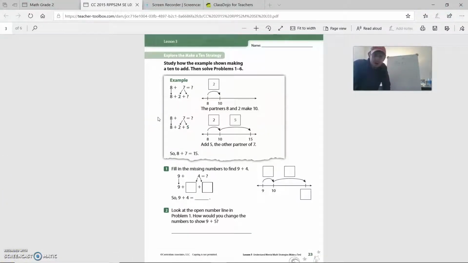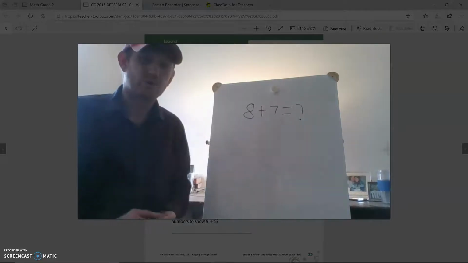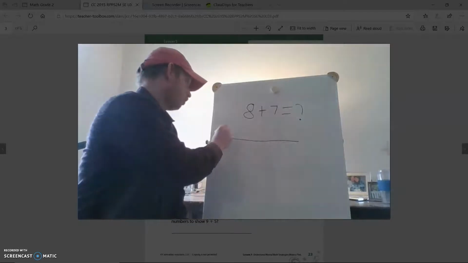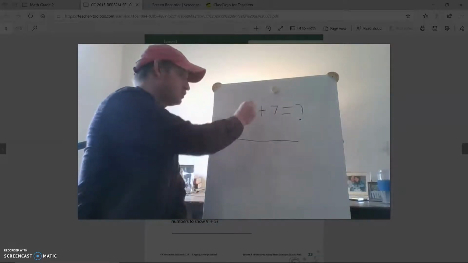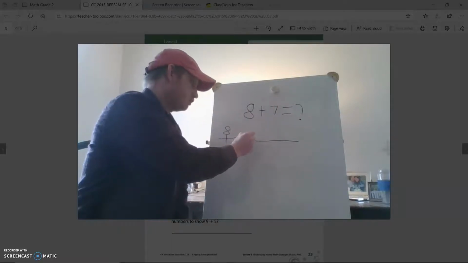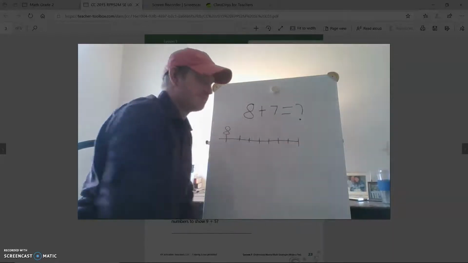Okay, by now you should be on page 23, and we're going to look at the example problem first. 8 plus 7. We're going to use a number line and the Make 10 strategy to solve this problem. Let's dive in. So our problem is 8 plus 7, and what does that equal? So let's start with a number line. We'll start at 8, because we already know that we have 8, and then we'll have to count 7. 1, 2, 3, 4, 5, 6, 7.